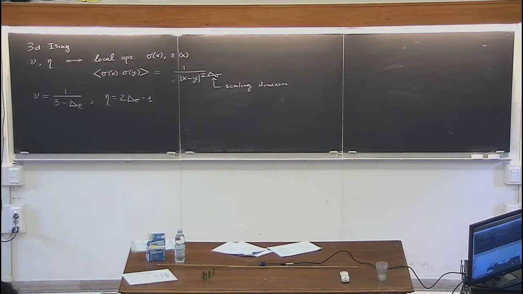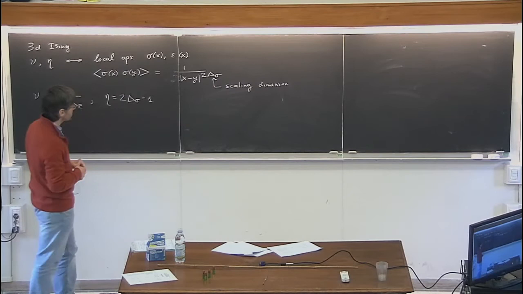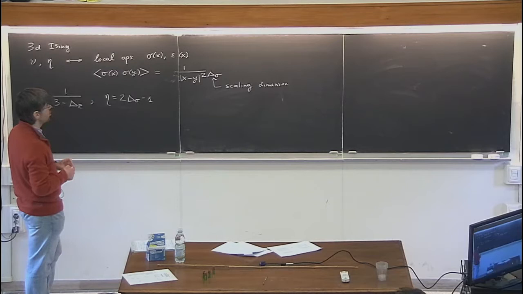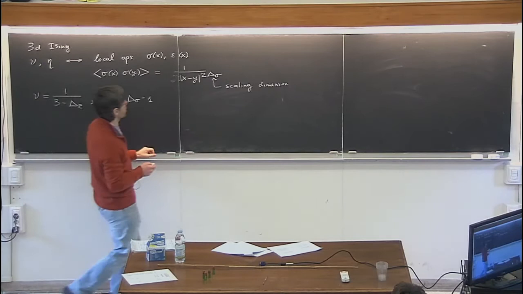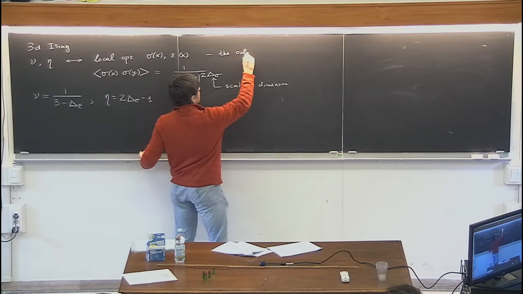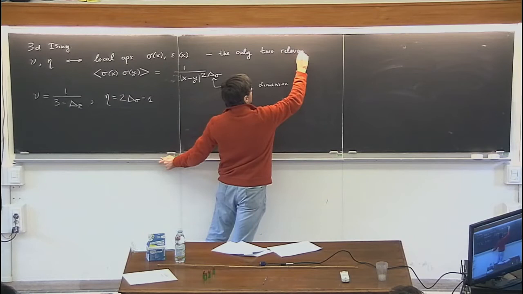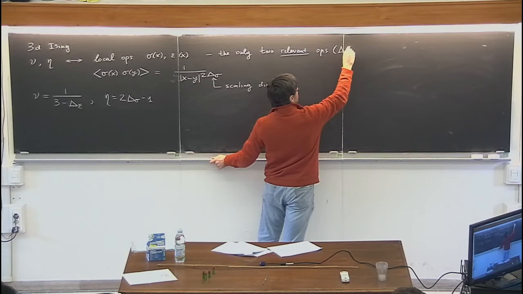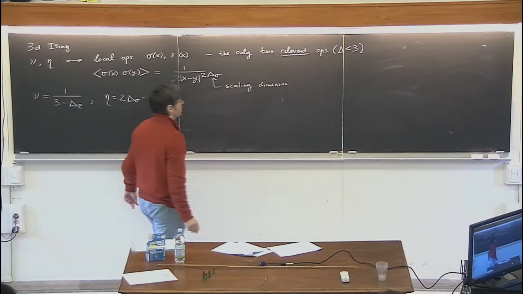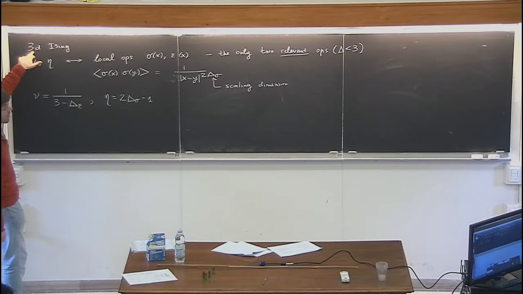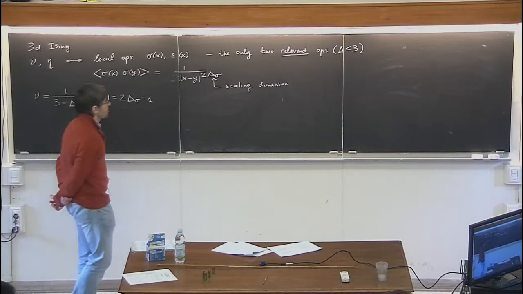But still, there is a reason why these two operators, sigma and epsilon, are special. These operators are special because these are the only two operators which have dimensions smaller than 3. So these are the only two relevant operators, which means that their scaling dimension is less than 3. By the way, 3, of course, comes from the fact that I'm dealing with the three-dimensional Ising model. If it was in a different number of dimensions, this would change. So all other operators of the theory are going to have dimension bigger than 3.